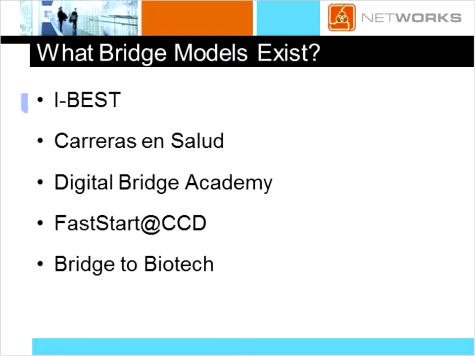The next program is Quédate y Salud, which is training Spanish speakers to work in healthcare professions. And also, I'm going to talk briefly about Digital Bridge Academy, which has changed its name a little bit. I'm going to talk about Fast Start at CCD, which is Community College of Denver. And lastly, I'll talk about Bridge to Biotech. And I think all these programs do things a little bit differently, so it's nice to look at different models to see what they do.